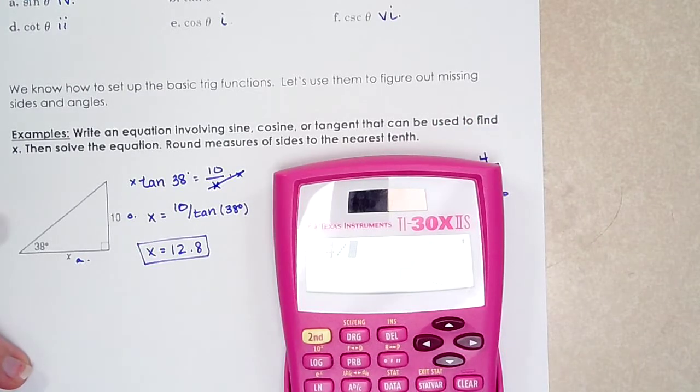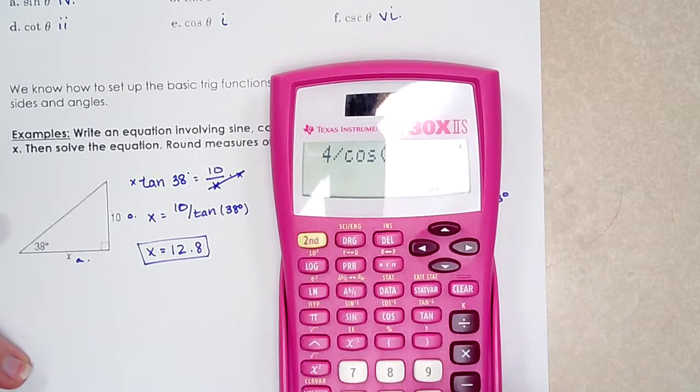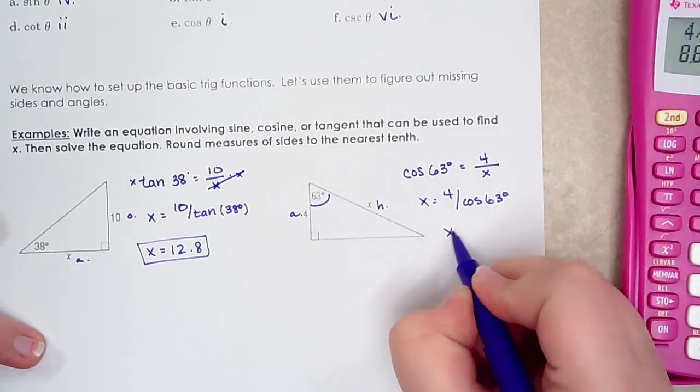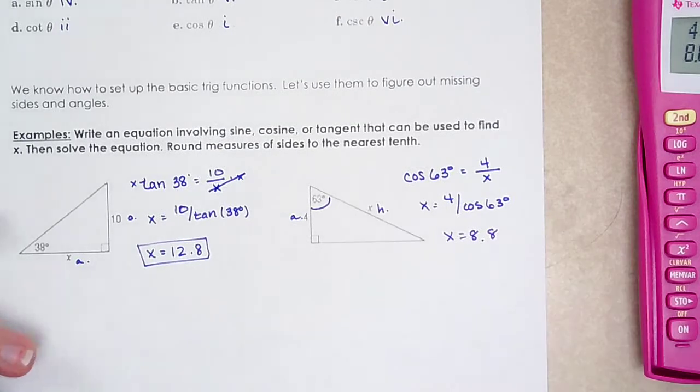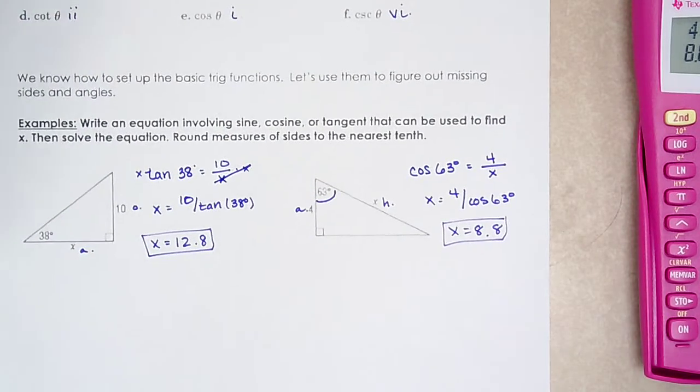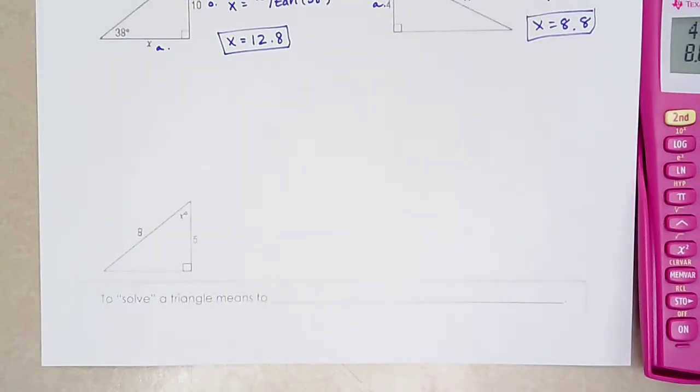Same thing, throw it in the calculator. 4 divided by the cosine of 63 is 8.8. So in this case, x equals 8.8. All right, go ahead and try that last one on your own. This one is a little bit different, but see if you can at least set up the ratio.